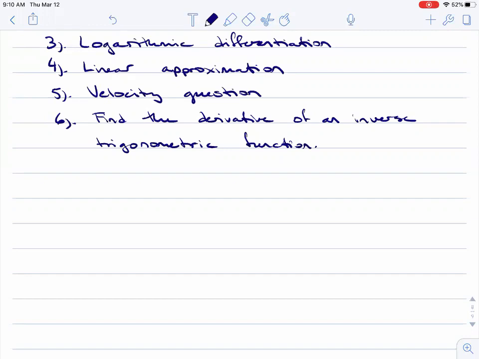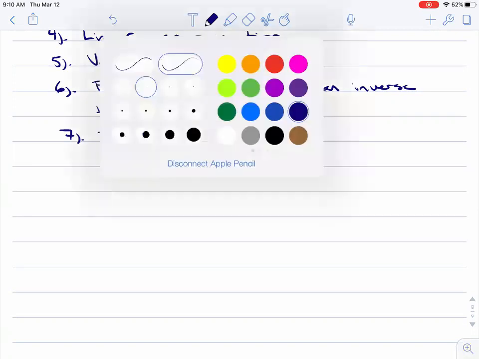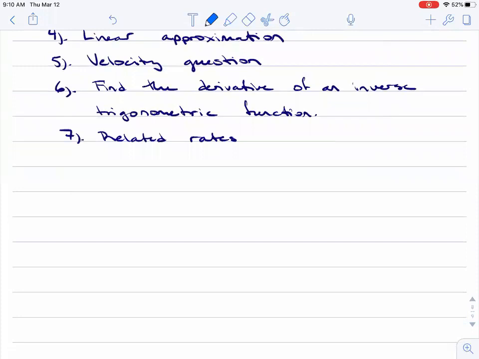And then finally, question 7 is the related rates question. And I will say that it's going to be a similar triangles one. Similar triangles.